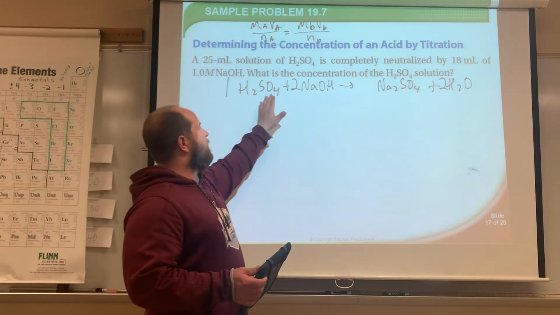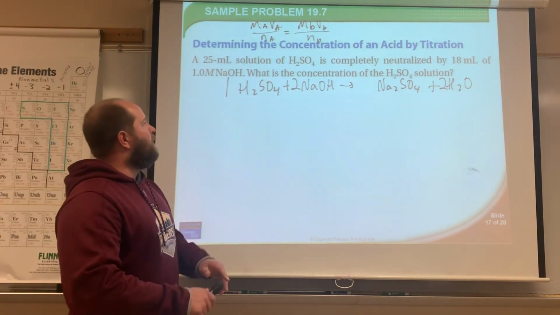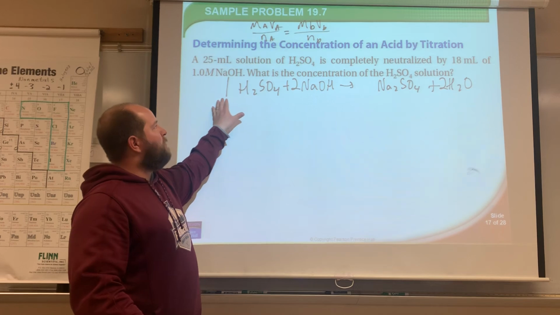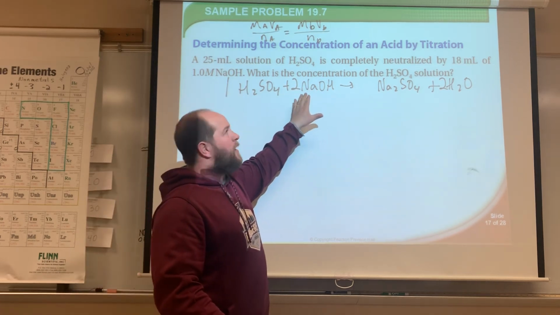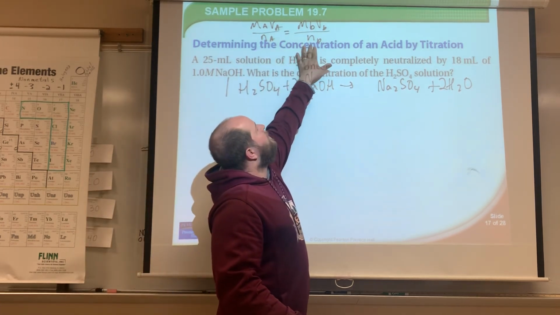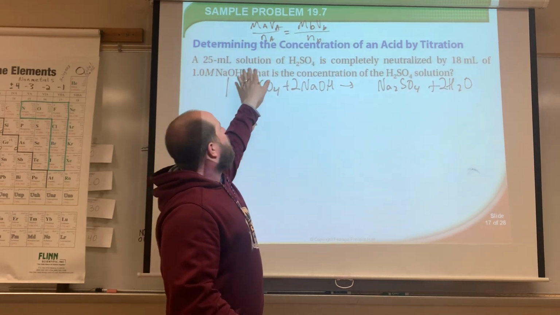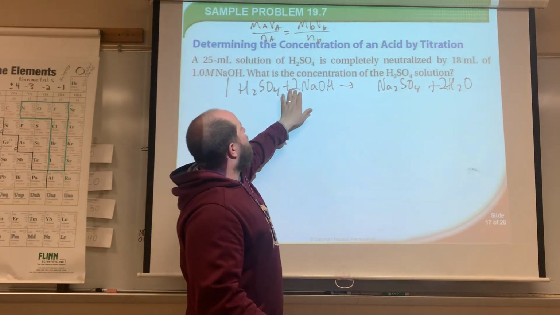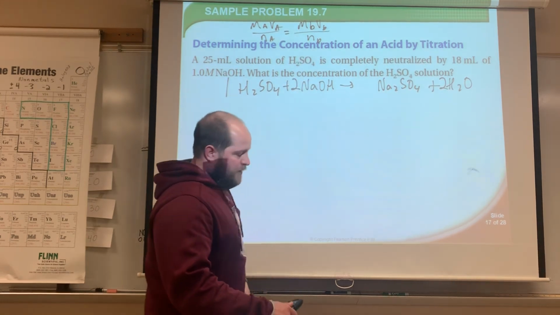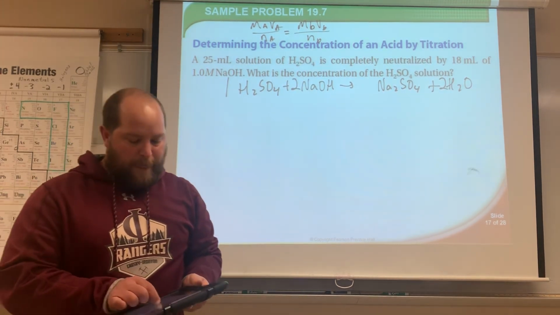All right, so here's one where it's not a 1-to-1. It's a 1-to-2. So we're going to need 1 mole of the acid for every 2 moles of the base. That's where this comes into play. N stands for moles. So there we'll put a 1 in here to the formula. We'll put a 2 in for the base. So now we can use the formula.